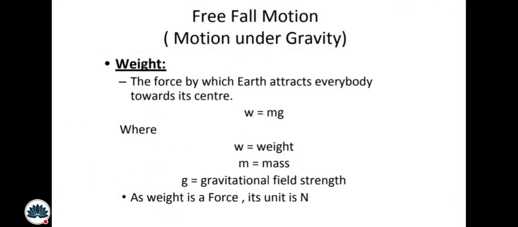What is free fall motion, or motion under gravity? Basically, we just need to understand that weight is the force by which Earth attracts everybody towards its center. Weight is equal to mg, where W is weight, m is mass, and g is gravitational field strength. As weight is a force, its SI unit is the newton.